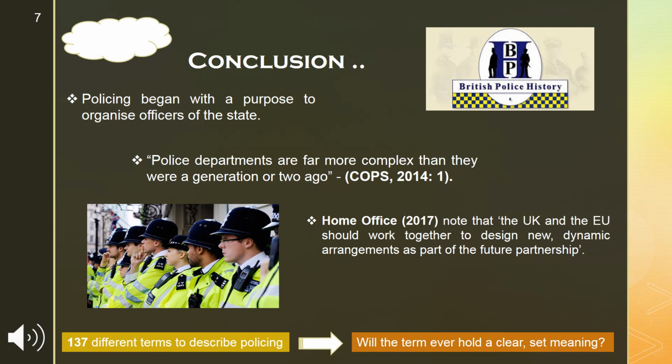The Home Office 2017 note that the UK and the EU should work together to design new dynamic arrangements as part of the future partnership to help maintain a good security system for the police for the future. There are 137 different terms that have emerged to describe policing. However, the clarity of the terms still remains unclear. Understandably, with the different forms of policing that have made their appearance over the years, one could debate whether the term will ever hold a clear set meaning.